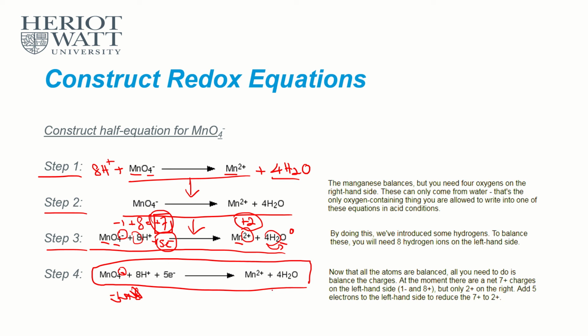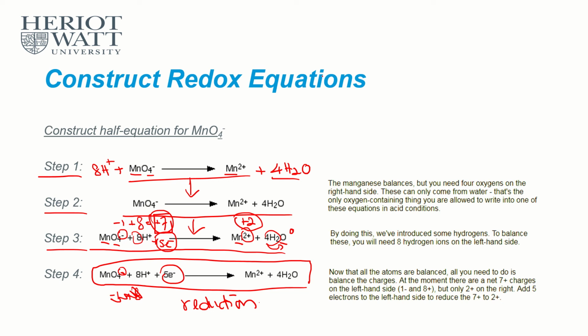So what happened now? This half equation is actually a reduction. Why is it a reduction? Because electrons appear on the left. It means you're gaining electrons to form the product. Okay? Electrons on the left, reduction. Electrons on the right, oxidation. Make sense?